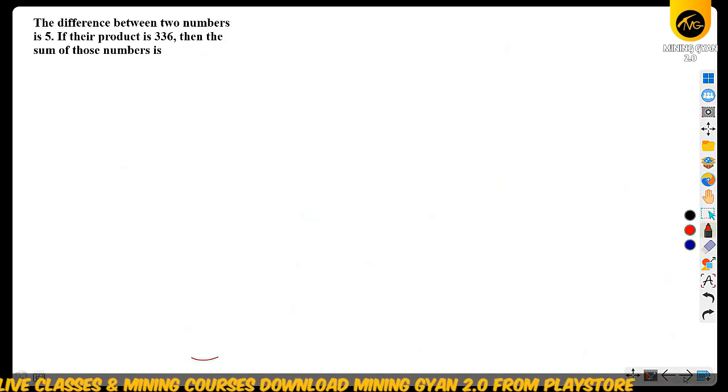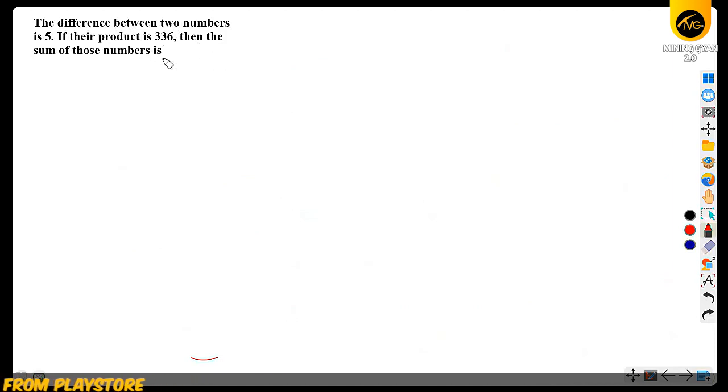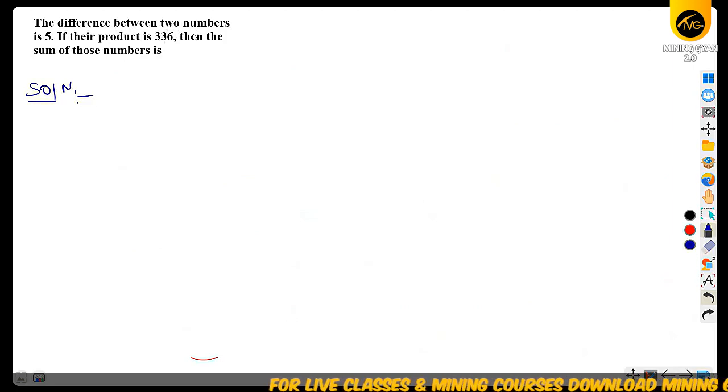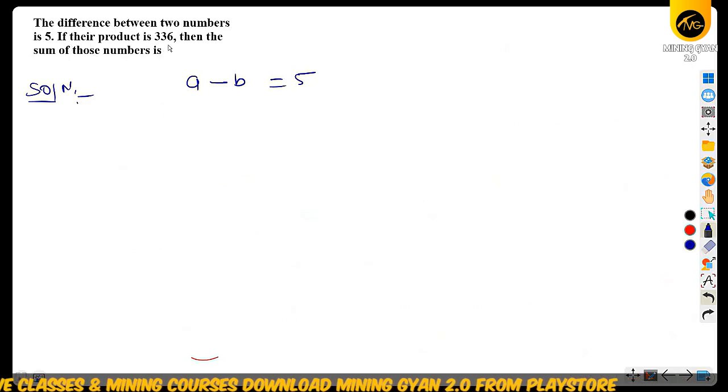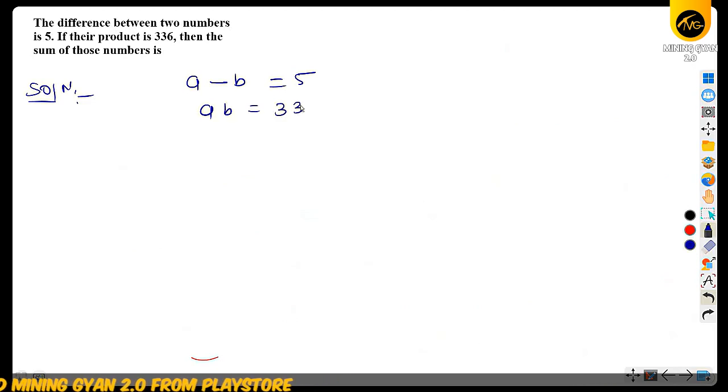Suppose the difference between two numbers is 5, right? If their product is 336, then the sum of those numbers is? What is the question? The difference between two numbers is 5. For example, suppose the first number is A and the second number is B. So the difference between the two numbers is A minus B equals 5. Now, if their product is 336.